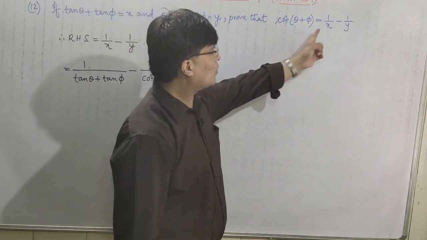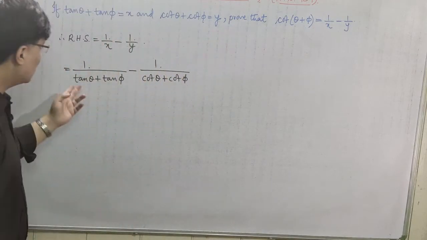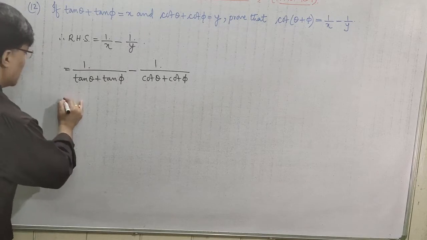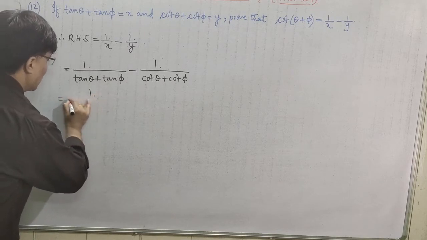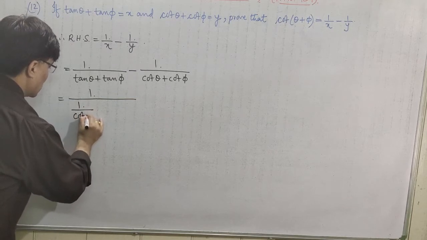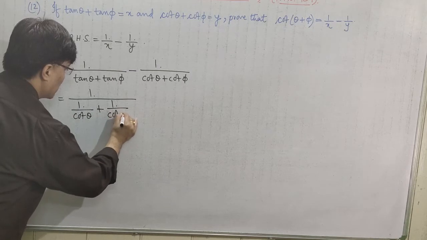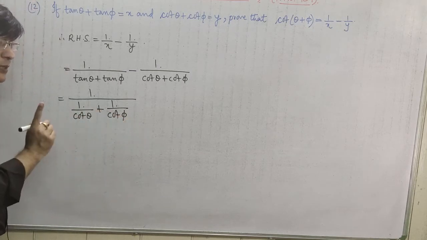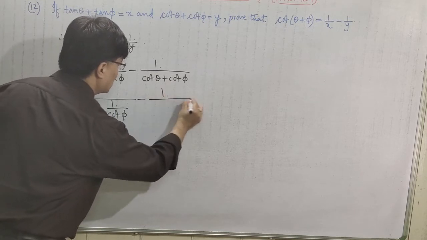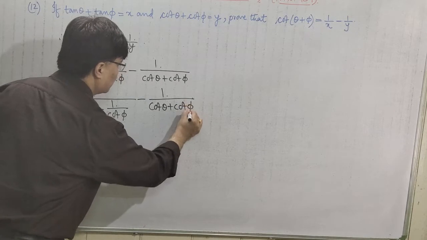Since you have to prove this 1 upon x minus 1 upon y in terms of cot, let us convert this tan theta and tan phi in terms of cot. Okay? So which is equal to 1 upon, what is tan theta here? It is 1 by cot theta plus what is tan phi? 1 upon cot phi. Is it clear? We minus this second term is kept as it is, 1 upon this is cot theta plus cot phi.